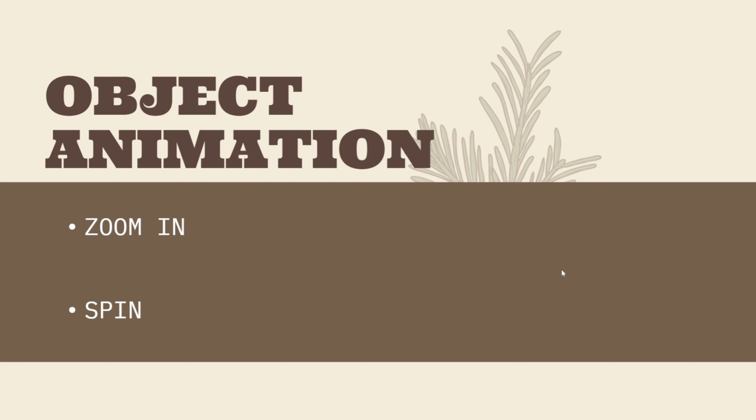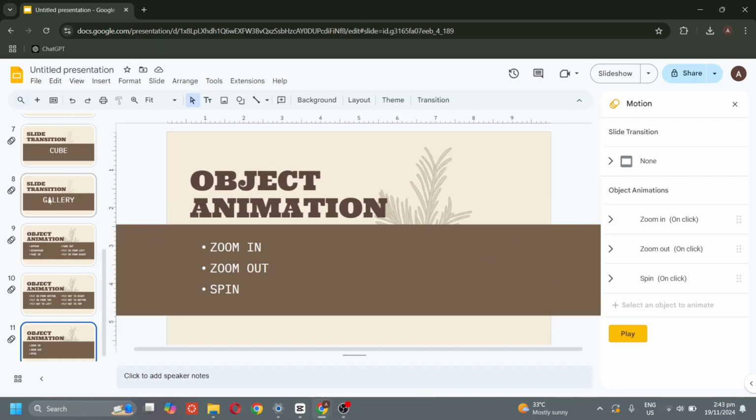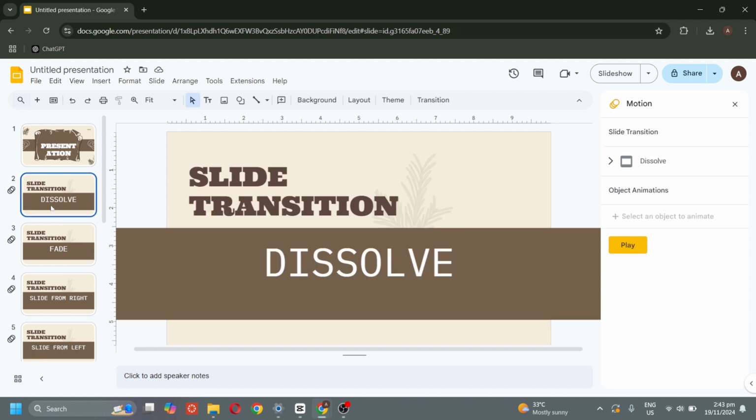And then that's it for our tutorial on the motion feature in Google Slides. By using transitions and animations effectively, you can make your presentations more engaging and professional. Remember to keep animations smooth and consistent to avoid overwhelming your audience. You can practice customizing these features to suit your style and presentation goals.